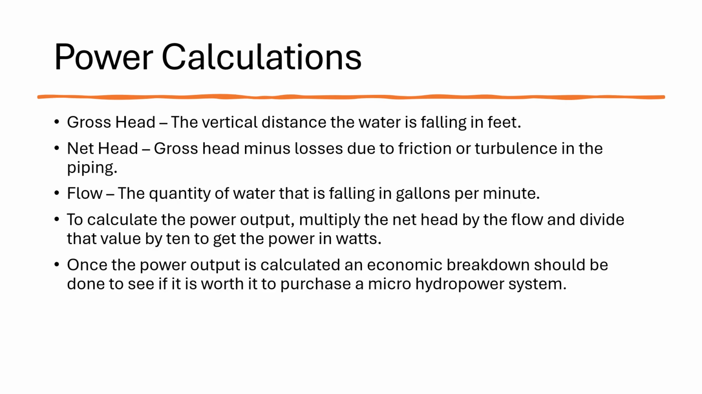So the first thing to know about these small scale systems is the power calculation. You have the gross head, which is the vertical distance the water is falling in feet. Then the net head, which is the gross head minus the losses due to friction or turbulence in the piping. Then the flow, which is the quantity of water, right? That's pretty self-explanatory. To calculate the power output, you multiply the net head by the flow, and then you divide that value by 10 for the losses, and that gives you the power in watts.